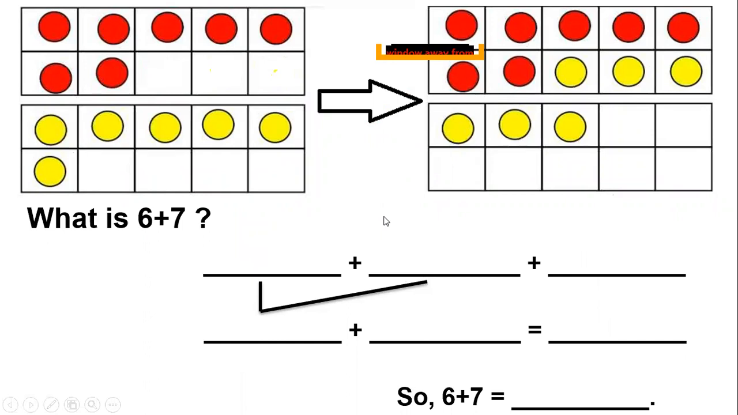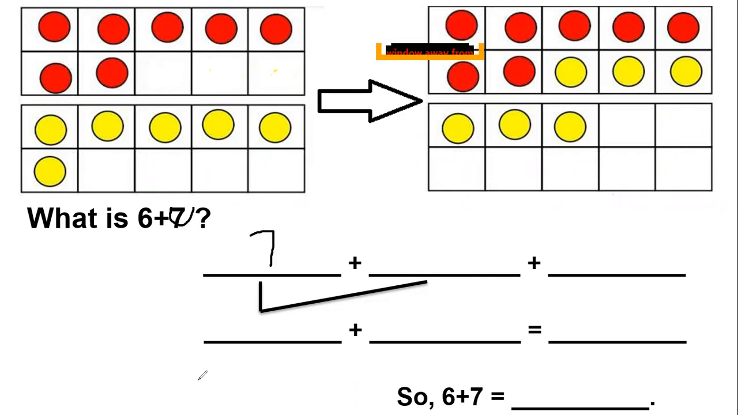Here we have 6 plus 7. Now tell me which is the greater. Now I'm going to take the greater first. 6 or 7, which is greater? Very good, Aline. Which is greater? Number 7. So I'm going to take number 7 and write here number 7.